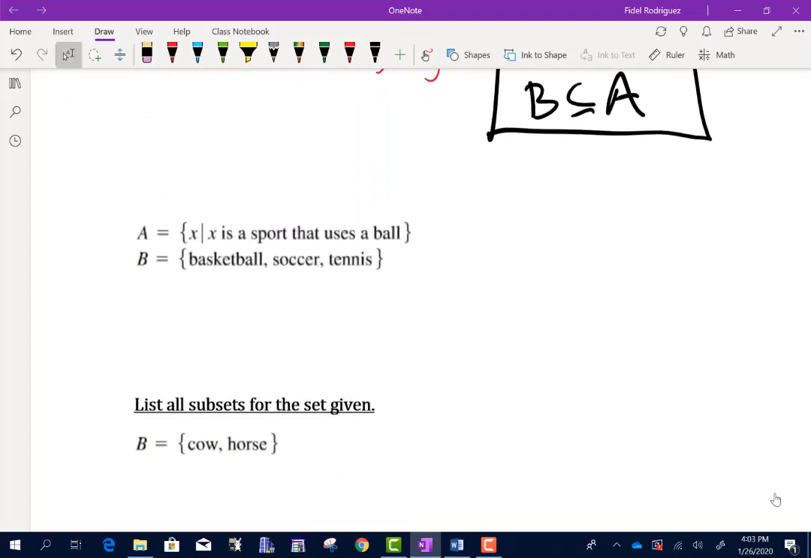Now, let's take a look at the next one. A is a set of sports that uses a ball. B is a set of sports: basketball, soccer, and tennis. Okay, just those three. So I think it's clear to say that they're not equal.